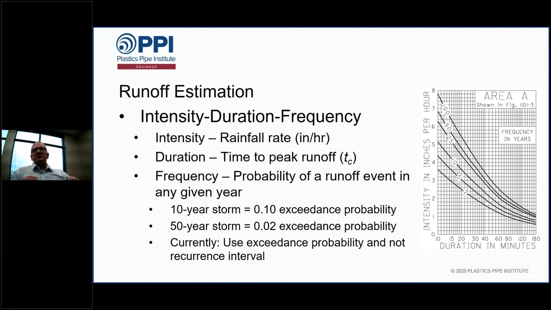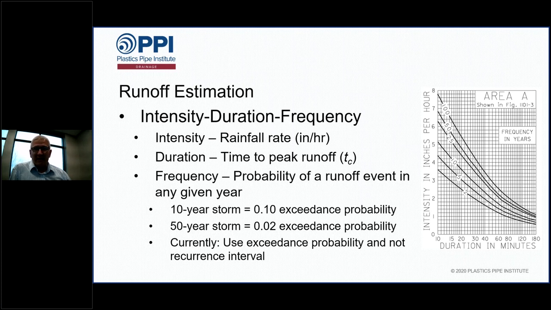We can then, so next we'll look at some important factors that we need to consider when we actually get into trying to predict our runoff. And one of the most important ideas that we have to get across is this idea of an intensity, duration, frequency, and what that means. The intensity is the rate of rainfall, the duration is the time to peak, and the frequency is the probability of a runoff event in any given year.